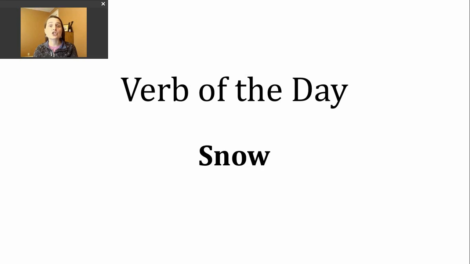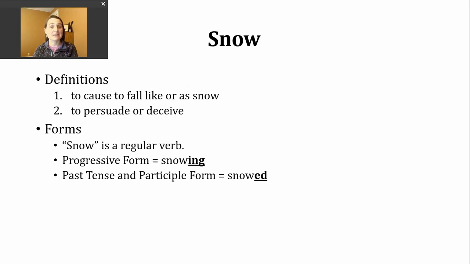Today's verb is snow. Let's take a look at some of the definitions or ways that we can use this verb. The first and by far most common way to hear the verb snow used is to mean to cause to fall like or as snow. So maybe it's easier to break this definition into two parts. So to cause to fall like snow or to cause to fall as snow. So really we're talking about this action of snowflakes falling from the sky as a form of precipitation. And we'll talk a little more about this word as a noun and the noun snowflake a little later in the video.